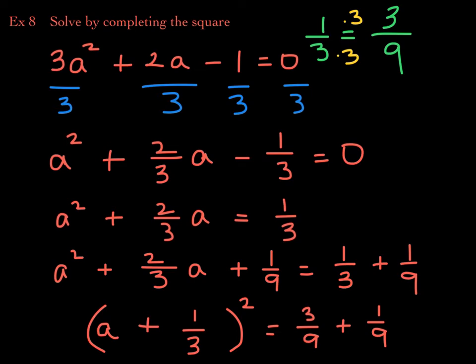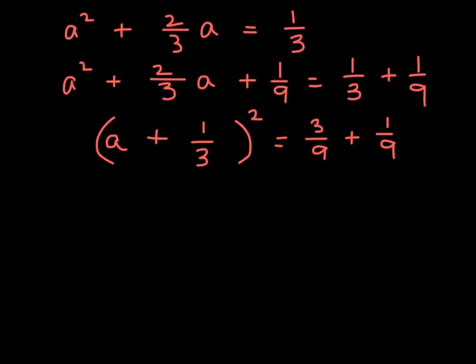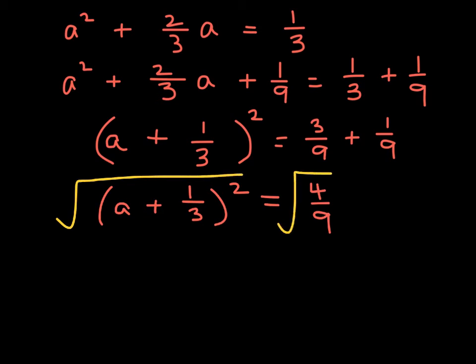Let me move this screen up a little bit here. And so now we have a plus 1/3 quantity squared is equal to 4/9. This is the point at which you use the square root property to solve this equation. Now, on the left, you're just left with a plus 1/3. And on the right, remember plus or minus, and the square root of 4 is 2. The square root of 9 is 3.